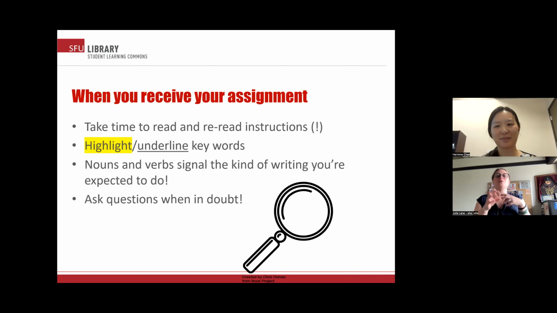And verbs are telling you what kind of action you need to take. So you want to get a handle on, is this, for example, a research essay, or an expository essay, or a lab report? These are different genres of academic writing, and you want to be able to know at the outset what the qualities or the criteria for that kind of writing are, so that you can make sure that you accomplish that in your writing. And when you're not sure, ask the question.